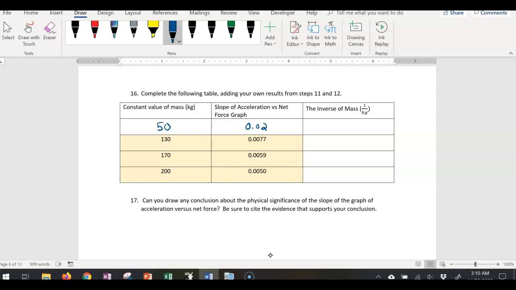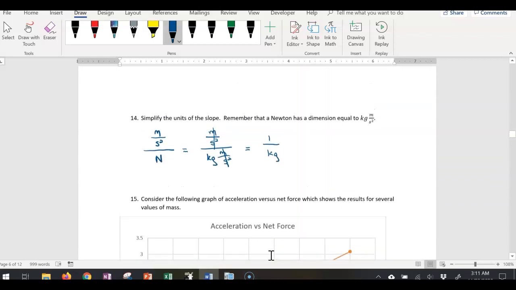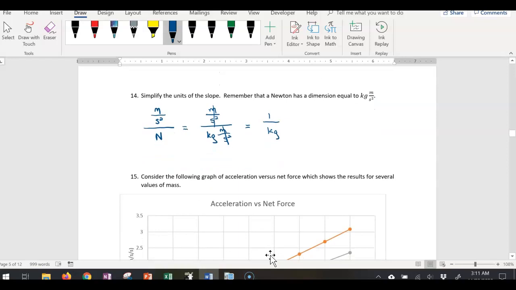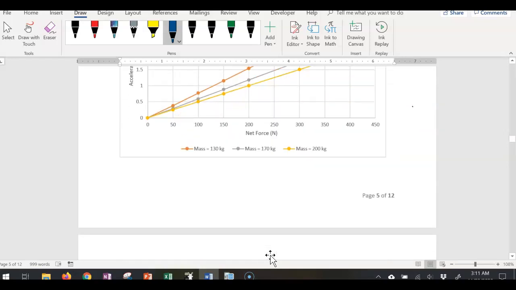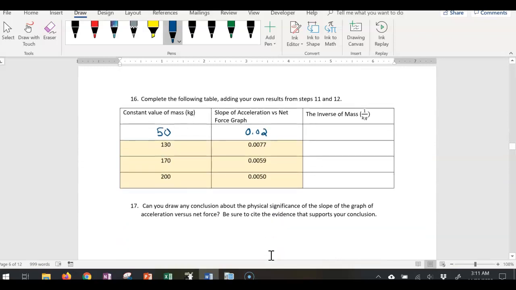Now, we can tell that as the mass gets bigger, the slope of the acceleration versus net force graph gets smaller and smaller, but they clearly don't match. Since we found that the simplified units of that slope are 1 over kilogram, I want to look at what is the inverse of the mass. So 1 over 50, look, it happens to equal 0.02. That matches the slope that we found.